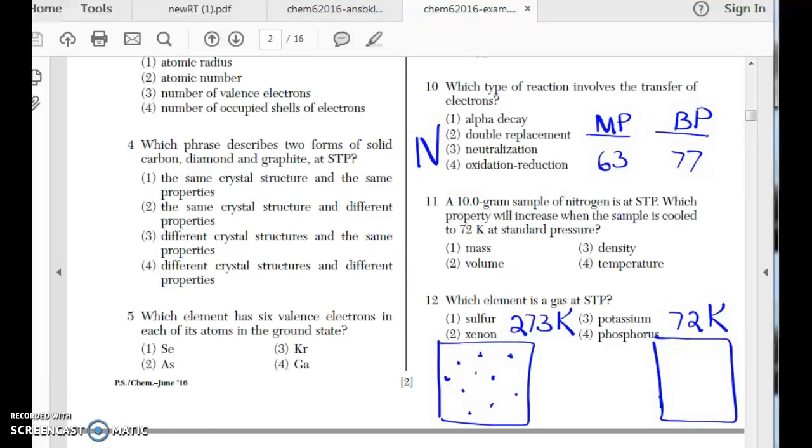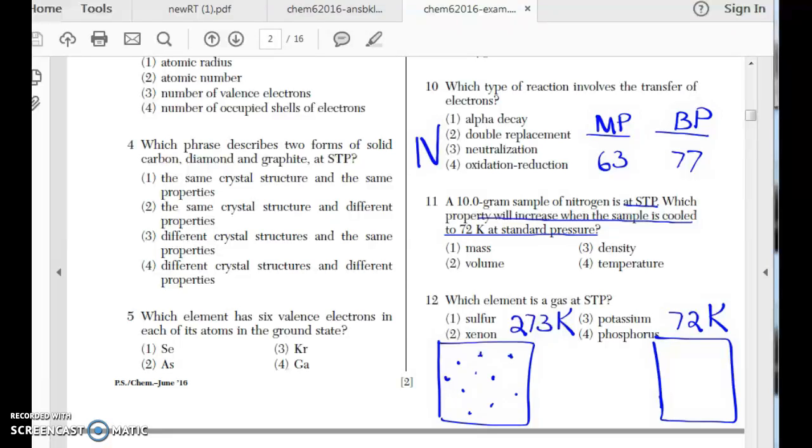Number 11. Now you notice some figures and jottings and diagrams popped up on the screen. I like this question because there's more than one way to solve it. Let me show you what struck me first about it. A 10-gram sample of nitrogen is at STP. Which property will increase when the sample is cooled to 72 K at standard pressure?